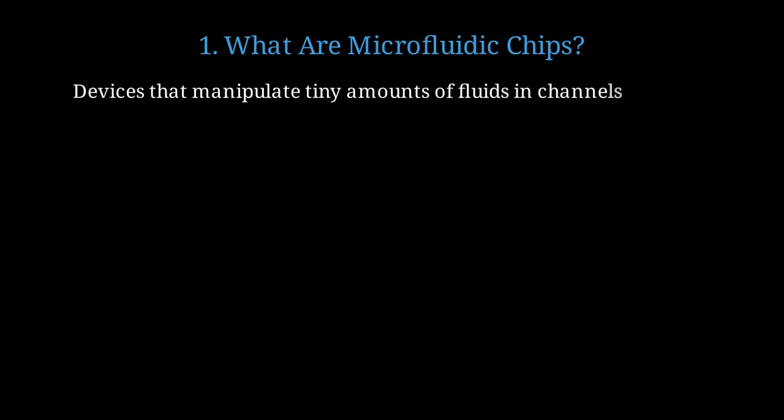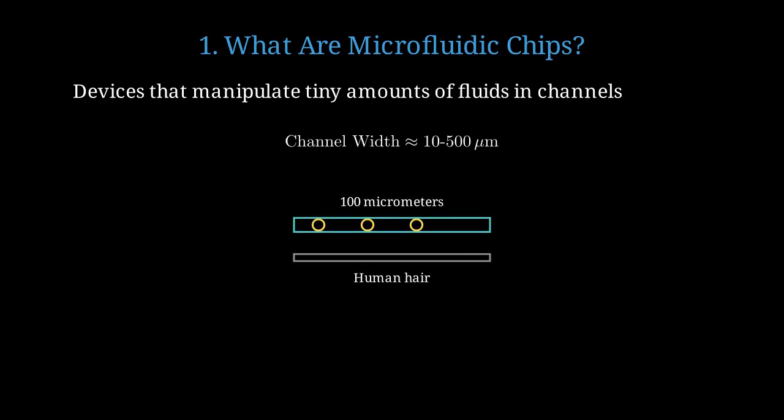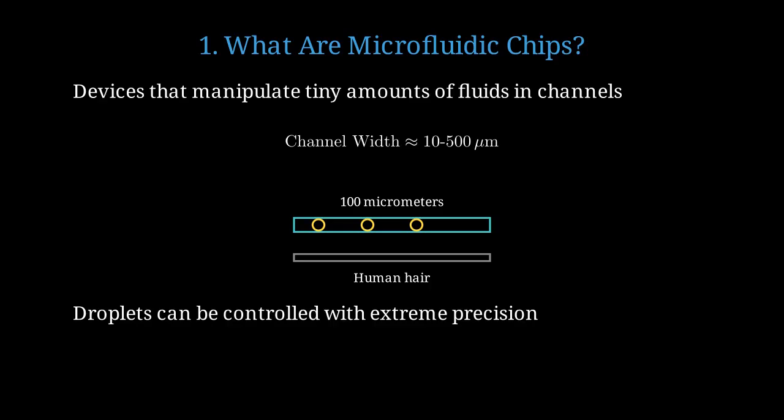Let's start by understanding what microfluidic chips actually are and how they work. Microfluidic chips are devices that manipulate incredibly tiny amounts of fluids through microscopic channels, typically ranging from 10 to 500 micrometers in diameter. To give you perspective, a typical microfluidic channel is about the same width as a human hair, but the droplets inside are even smaller. These droplets can be controlled with extreme precision, moved, merged, split, and routed through complex pathways.